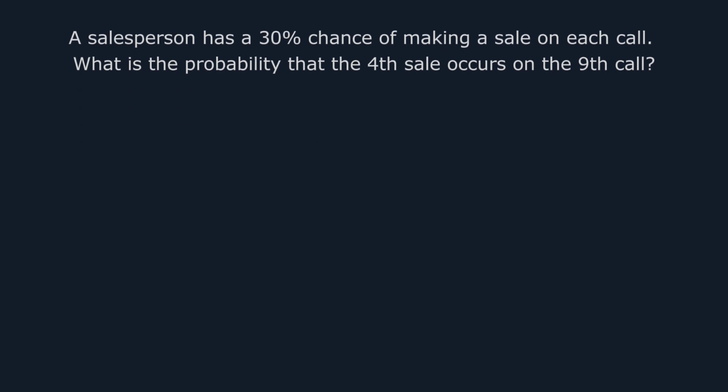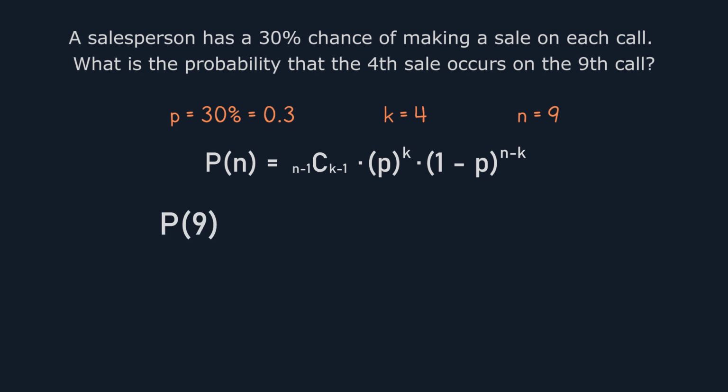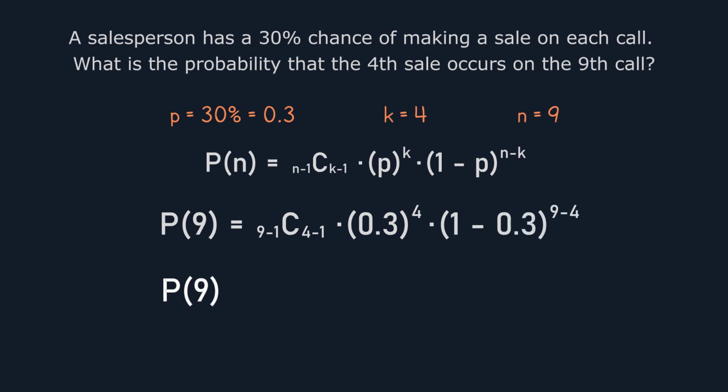In this case, p, the probability of success, is 0.3. k, the number of sales or successes we are aiming for, is 4. And n is equal to 9, since we want the fourth sale to occur on the ninth call. Using our negative binomial formula, we have the combination of 9 minus 1 choose 4 minus 1, multiplied by 0.3 raised to the power of 4, multiplied by 1 minus 0.3 raised to the power of 9 minus 4. Now this is equal to 0.0762 or 7.62%. This is the probability that the fourth sale occurs on the ninth call.